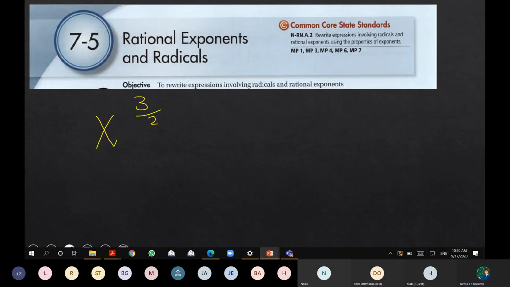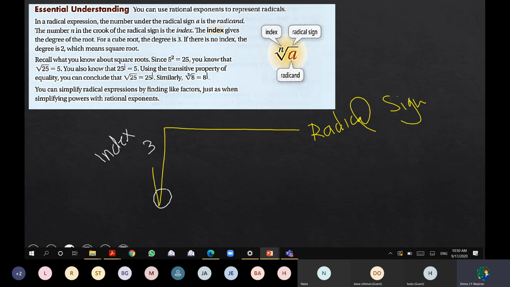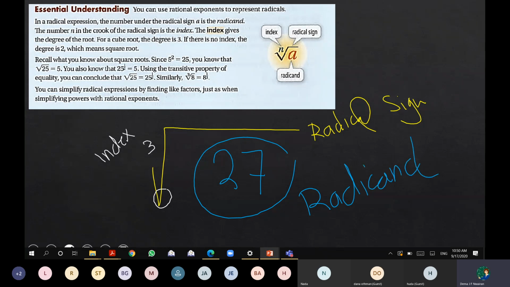So the number that's written here, as an example 27, this number we call a radicand. So this is a radical sign. Inside the radical sign, we have a radicand, and in the crook of the radical sign, we have a number which is named the index.